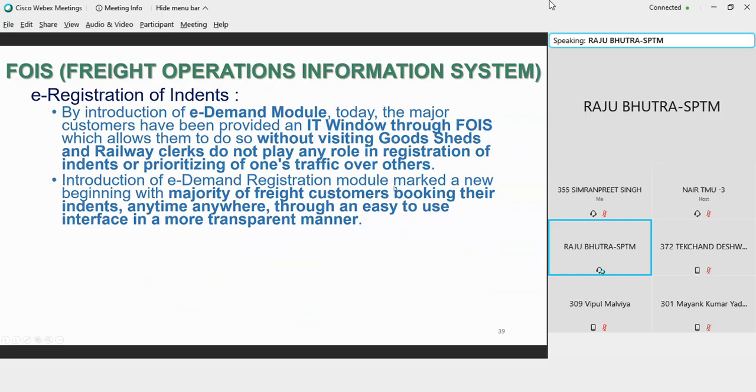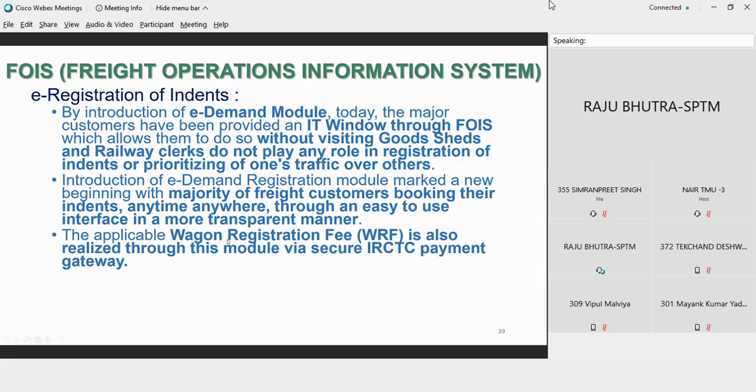Then introduction of e-demand registration module marked a new beginning with majority of freight customers booking their indent. Most of the freight customers are using this e-demand registration module. It can be used anytime and anywhere, with an easy to use interface in a more transparent manner. The applicable wagon registration fee is also realized through this module via secure IRCTC payment gateway. So payment gateway has been provided by IRCTC, through which the wagon registration fee can also be realized.